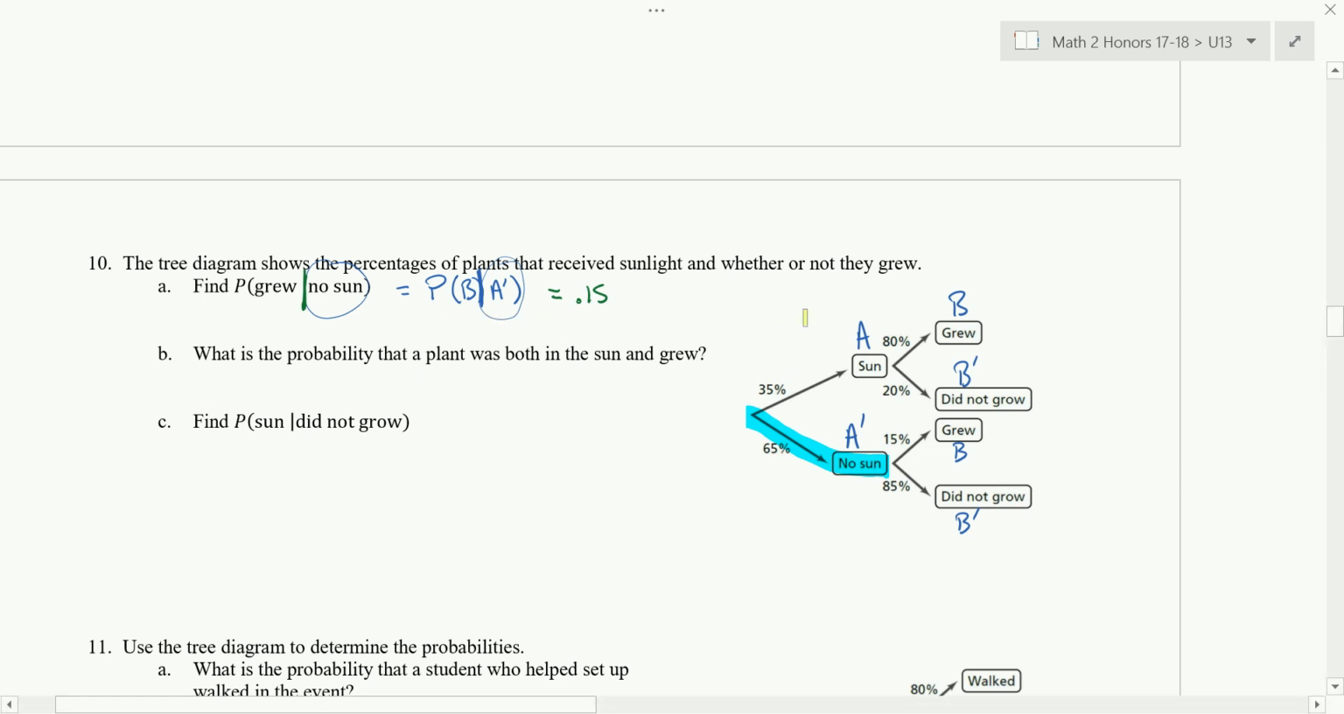But B is asking now, what's the probability that the plant was in the sun and that it grew? So we don't know either. So this is the probability. I'll just use grew and no sun. So grew and no sun. So now it's an and problem. Well, that's the probability. And I get to choose. Do I want to say the probability that it grew times the probability that it... So there's two options.